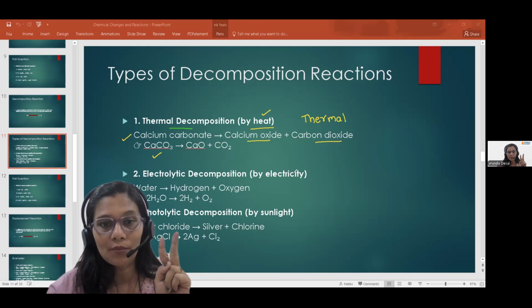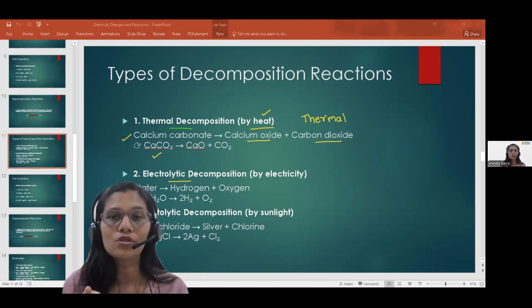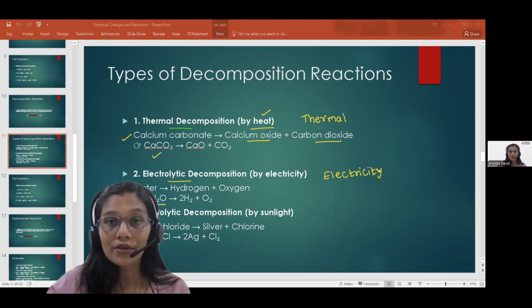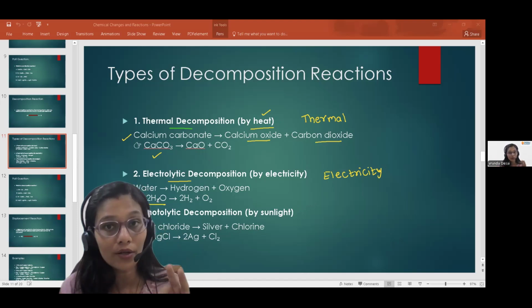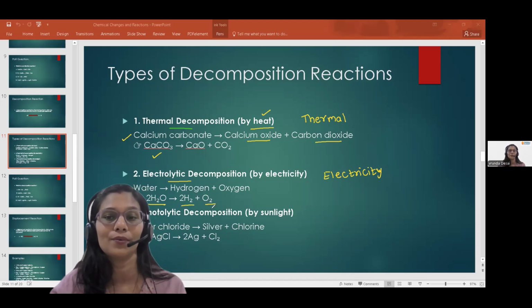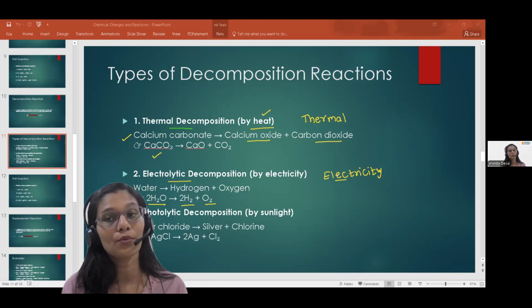Similarly, the second type of decomposition reaction is electrolytic decomposition reaction. In electrolytic decomposition, the reaction takes place in presence of electricity. That is why it is said to be electrolytic decomposition reaction. For example, water, when electricity is passed through it, breaks down into hydrogen molecule and oxygen molecule. So here this decomposition reaction takes place in presence of electricity. So this is said to be electrolytic decomposition reaction.